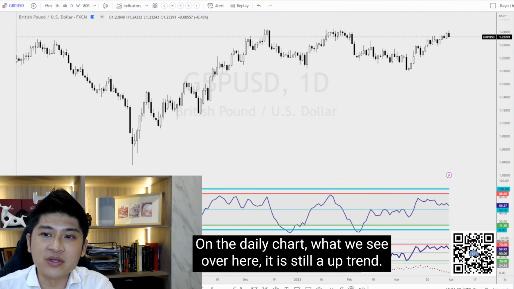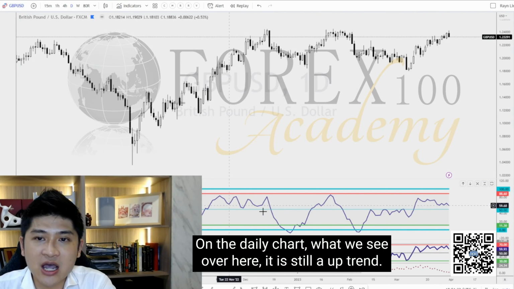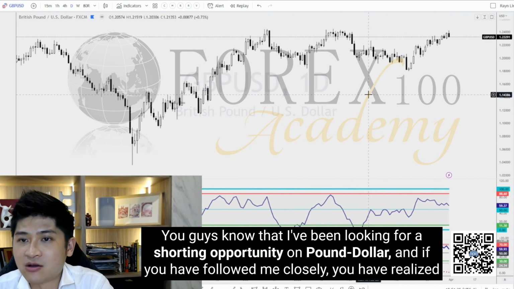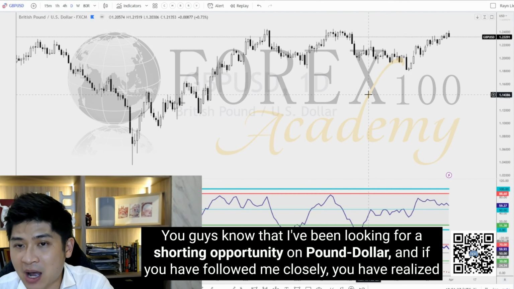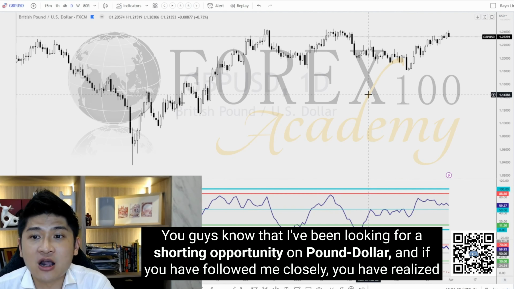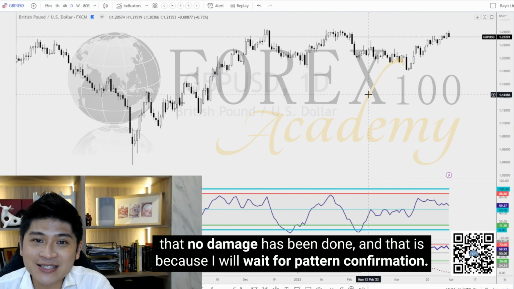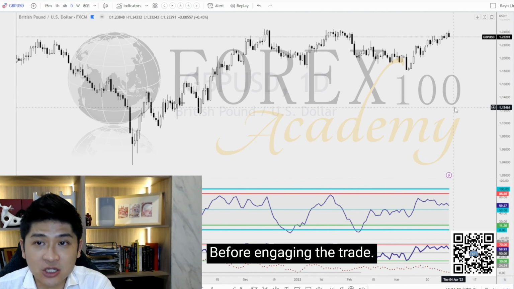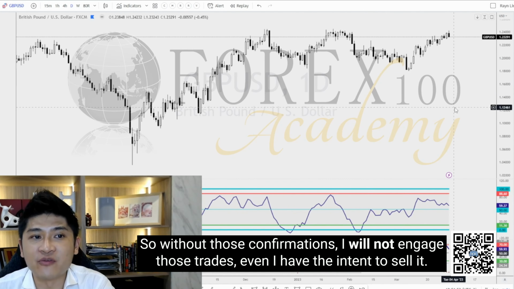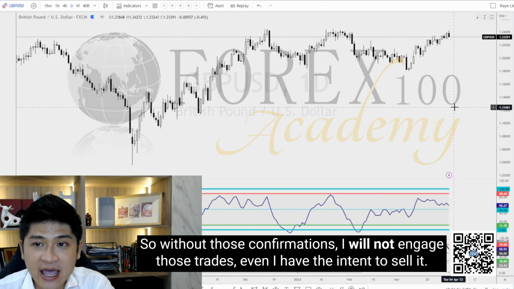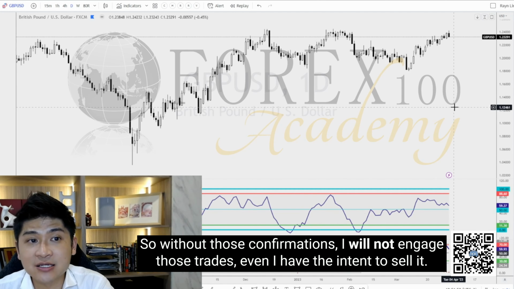On the daily chart, what we see over here is still an uptrend. You guys know that I've been looking for a shorting opportunity on pound dollar, and if you have followed me closely, you have realized that no damage has been done. That is because I will wait for pattern confirmation before engaging the trades. So without those confirmations, I will not engage those trades, even if I have the intent to sell it.